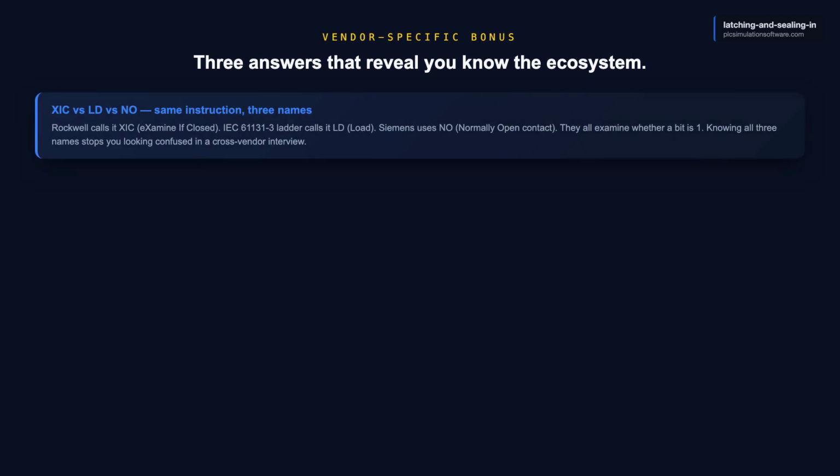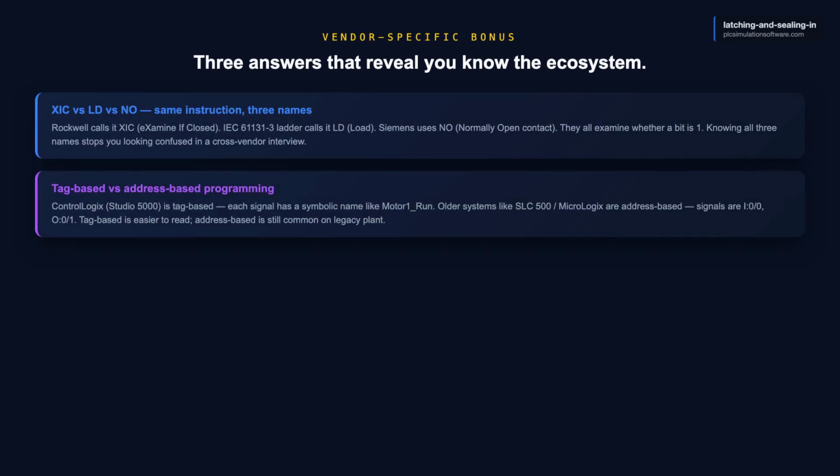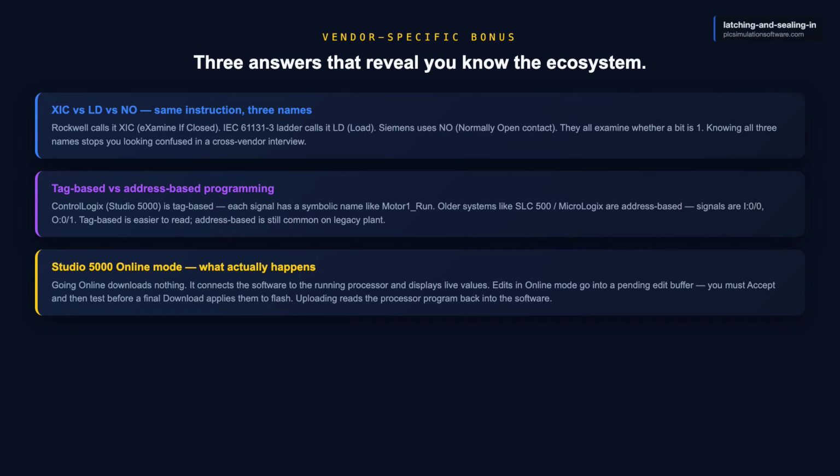Almost every interview throws in vendor-specific bonus questions to test which environments you actually have time in. XIC versus LD versus normally open contact. 3 names for the same instruction across Allen Bradley, Siemens, and IEC. Tag-based versus address-based syntax. Studio 5000 uses tags. RSLogix 500 uses I:7/0.